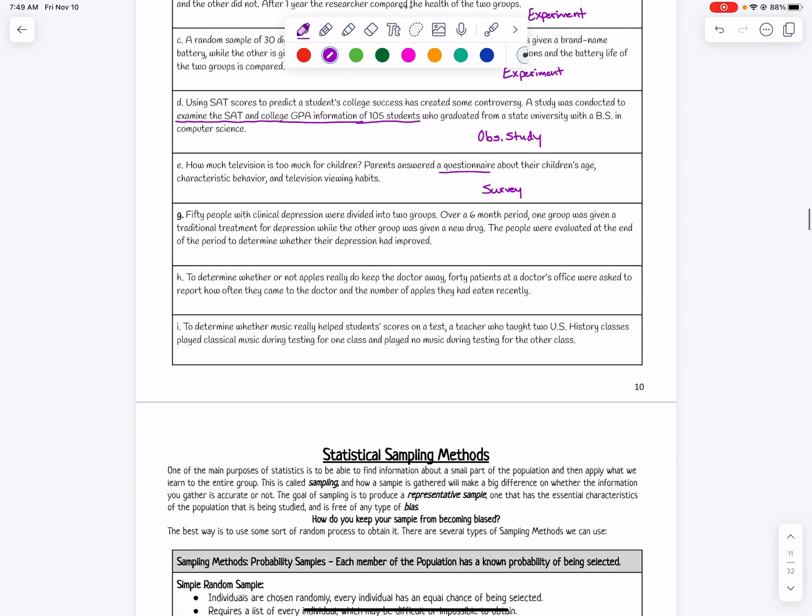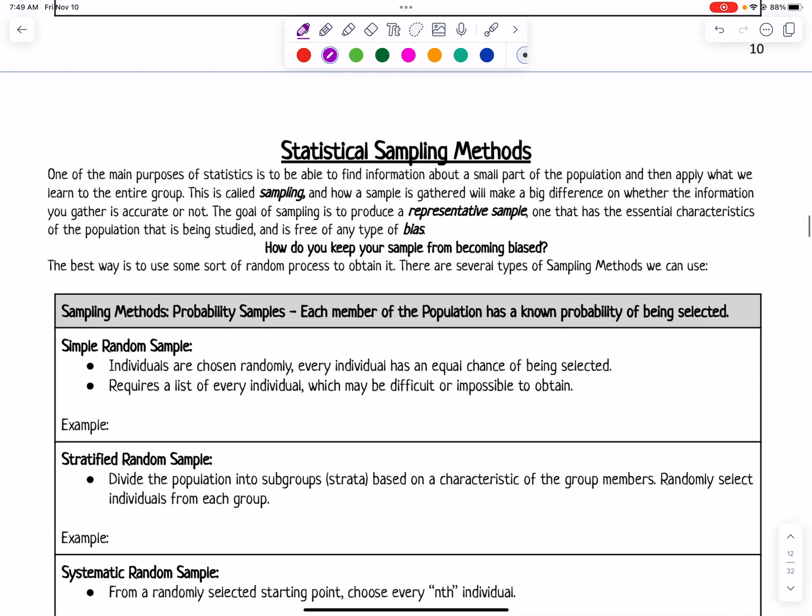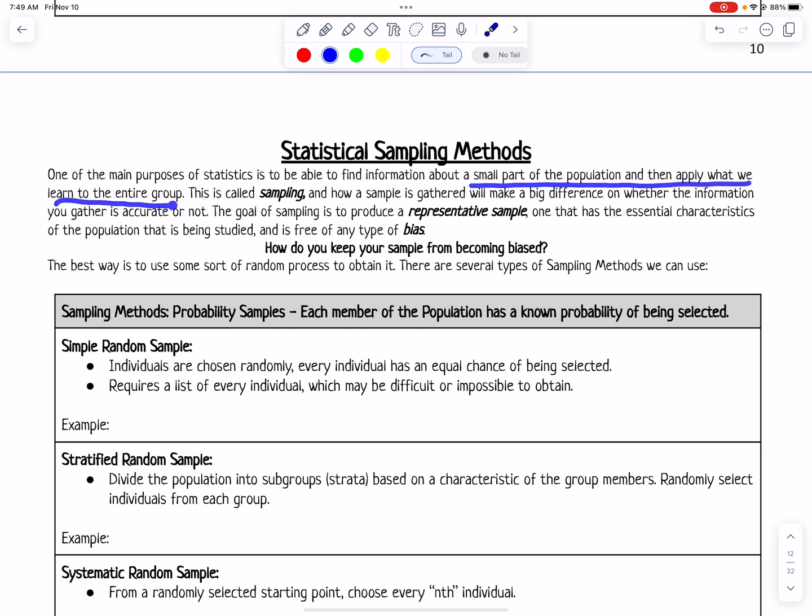Let's look at sampling methods for a few minutes. One of the main purposes of statistics is to be able to find information about a small part of the population and then apply what we learned to the entire group, like we talked about in the last lesson. This is called sampling, and how a sample is gathered will make a big difference on whether the information you gather is accurate or not. The goal of sampling is to produce a representative sample, one that has the essential characteristics of the population that is being studied and is free of any type of bias.